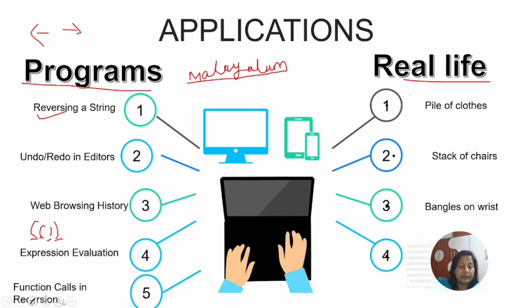And function call in recursion. What is the meaning of function calls? In the call stack only, we had discussed that function call. If you keep on calling functions in the stack, whatever the recent call is, it will be stored. If you want to go through that, it will go from the recent one to the previous one. That we can call a function call in recursion.